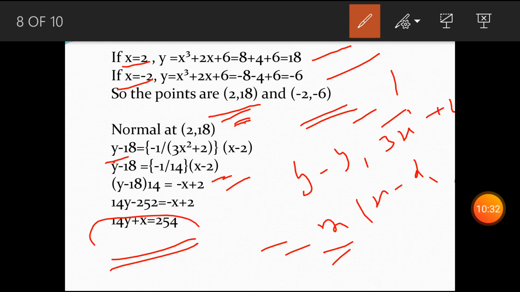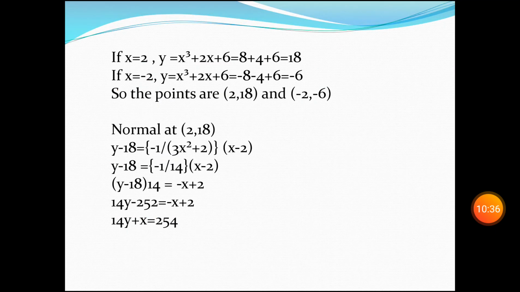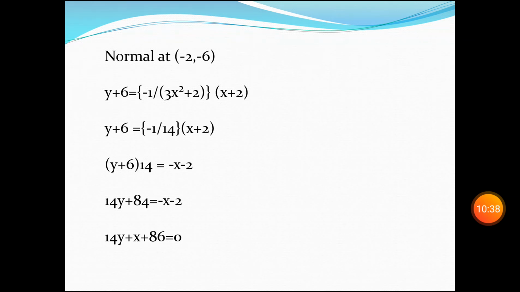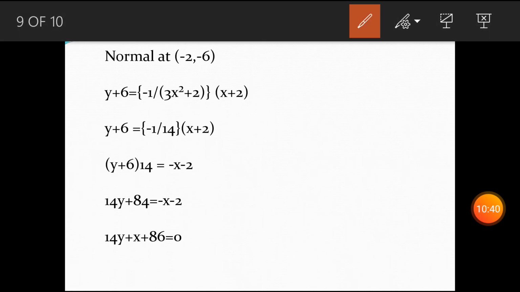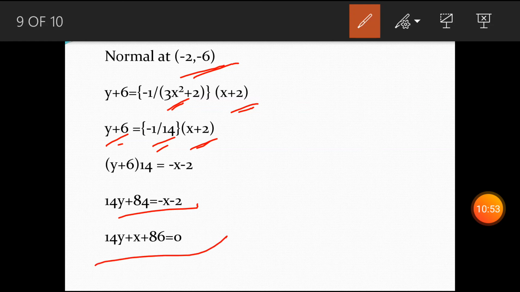This is the first equation, and then you just solve it for the next point, minus 2 and minus 6. Here you are going to put minus 2. The process will be the same, only here it will change to x plus 2 and y plus 6. So finally your result will be 14y plus x plus 86 equals 0. So you got both equations of the normal.